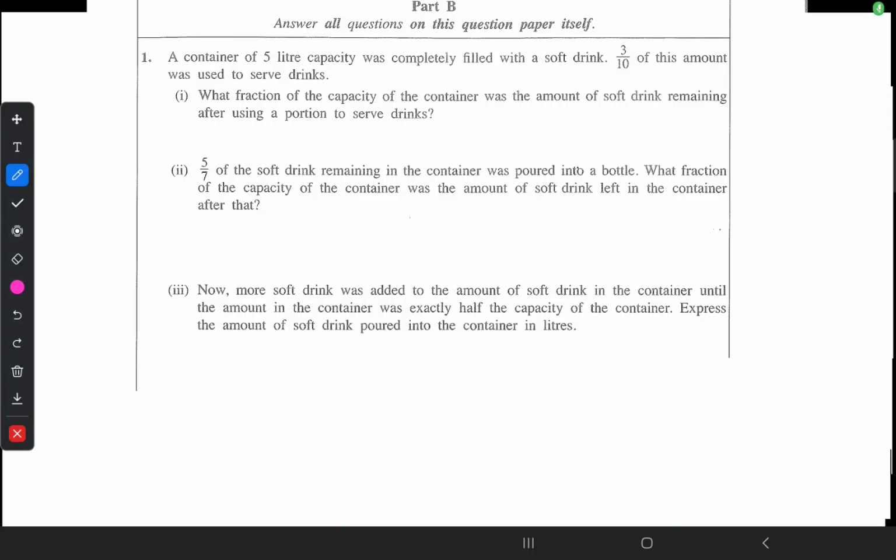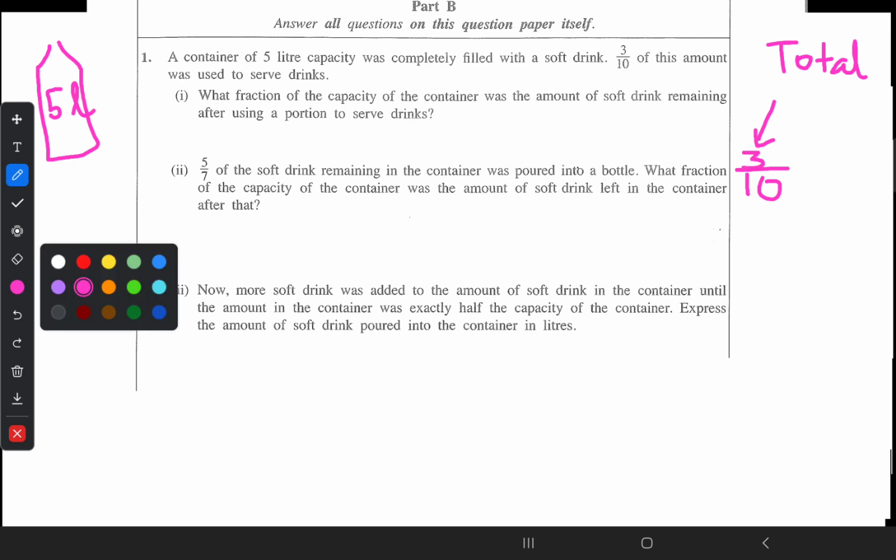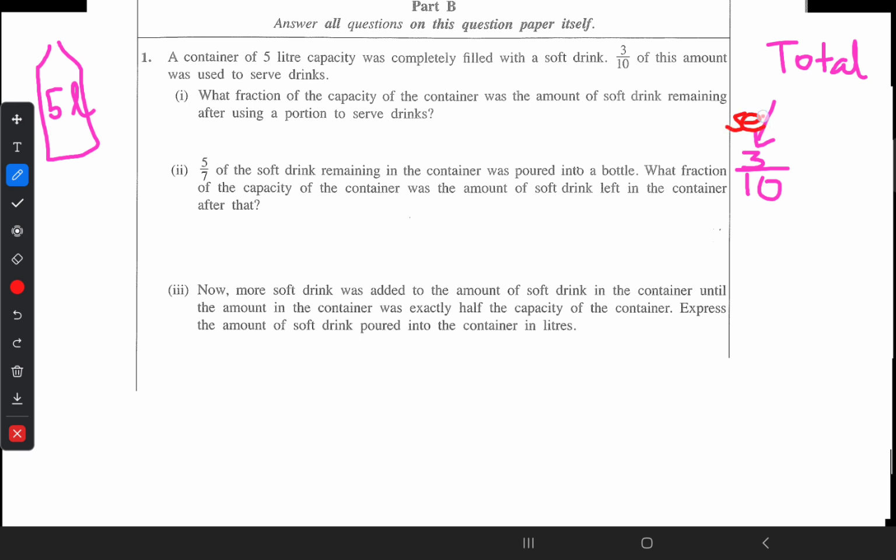2020 paper. A container of 5 liter capacity was completely filled with a soft drink. That is the total. Then 3 upon 10 of this amount was used to serve drinks. Okay, let's draw the diagram to split the fractions. From the total, 3 upon 10 was used to serve the visitors. This portion was used to serve.